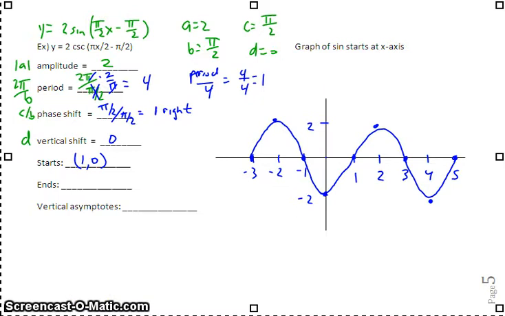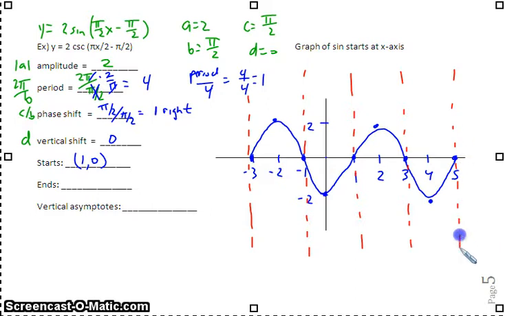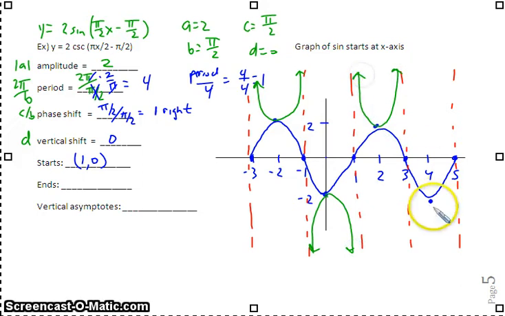Now what I need to do is draw in my vertical asymptotes wherever the graph is touching 0 here. That way I can now make my cosecant graph, which would just be this part here, I'd go down for this one. I'd come up for this one. And I would go down for this one. And again, that green graph is the actual graph.